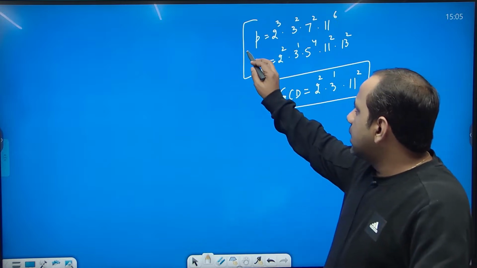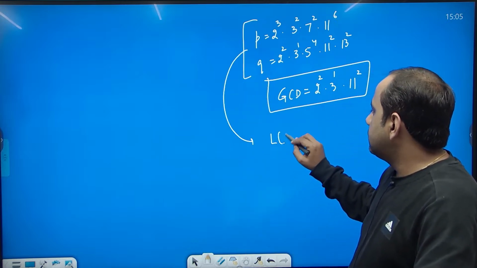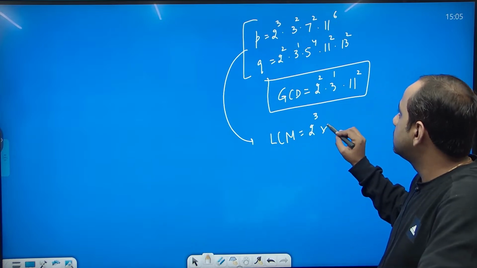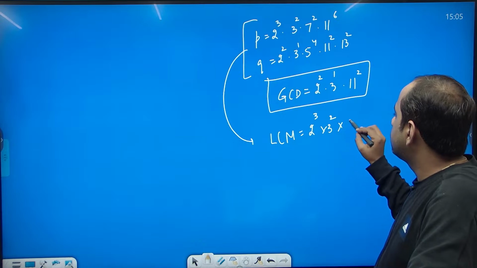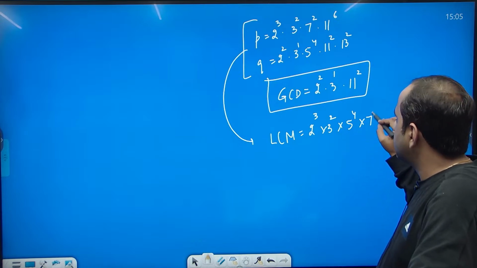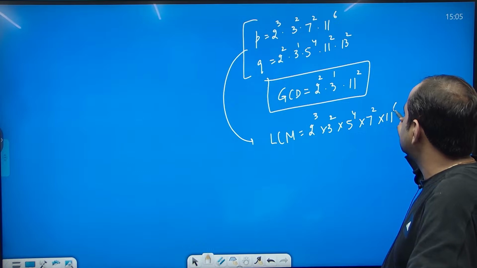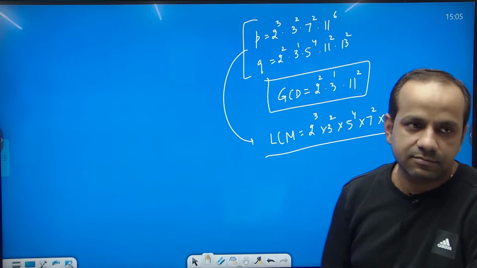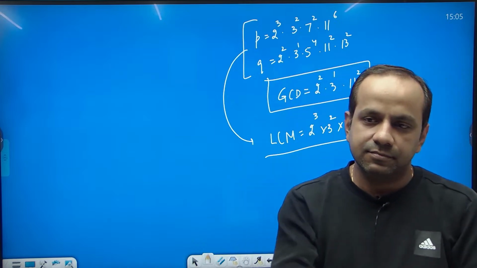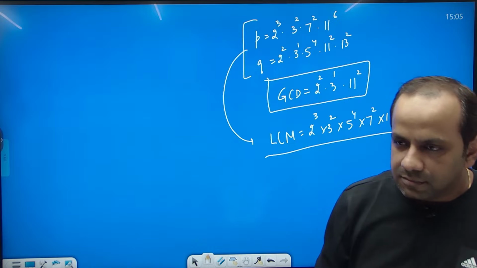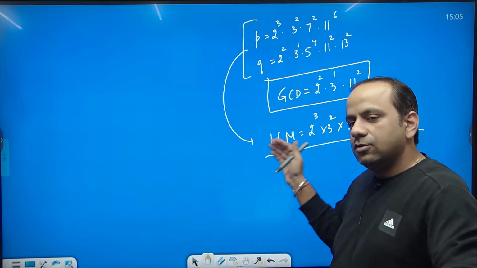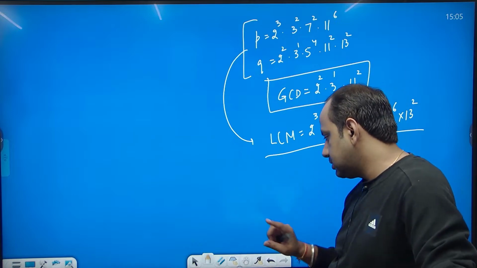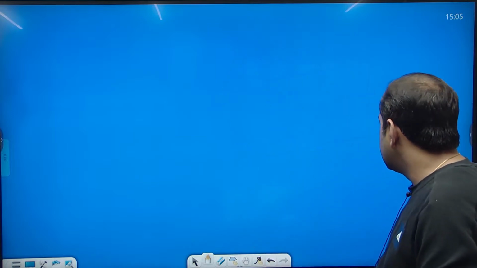And if I need to write down the LCM, what will be the LCM in this case? 2 to the power 3, 3 to the power 2, 5 to the power 4. अब सभी लिखने पड़ेंगे ना. 7 square, 11 to the power 6, and 13 square. This will be the LCM. Any doubt in this? ठीक है, देखो ये चैप्टर यूजुअली स्टार्ट ऐसे ही होता है, बहुत इजी लग रहा है, बट अभी धीरे धीरे बहुत चैलेंजिंग हो जाएगा, तो जस्ट कनेक्ट करते रहना सभी पॉइंट्स को.